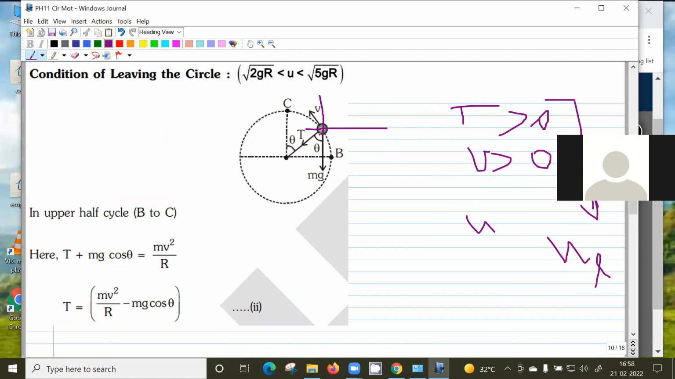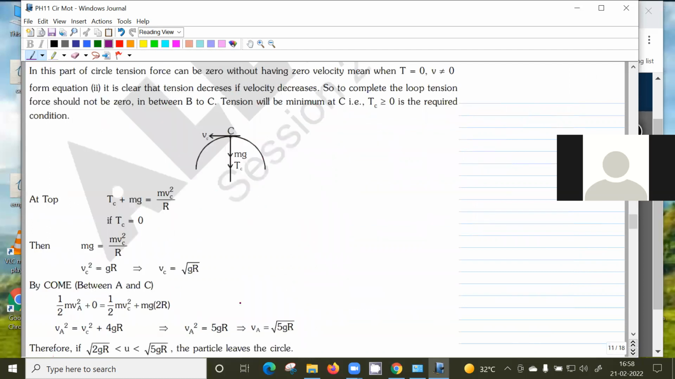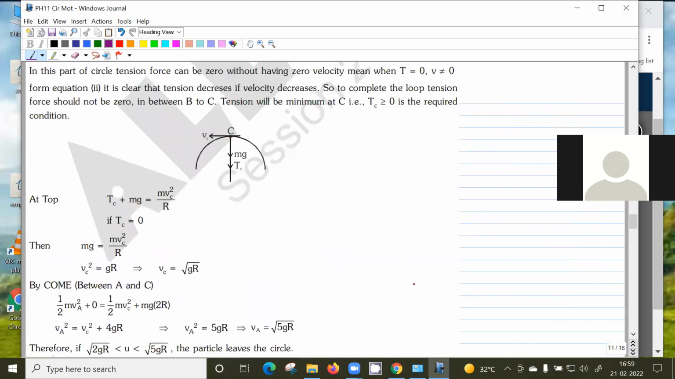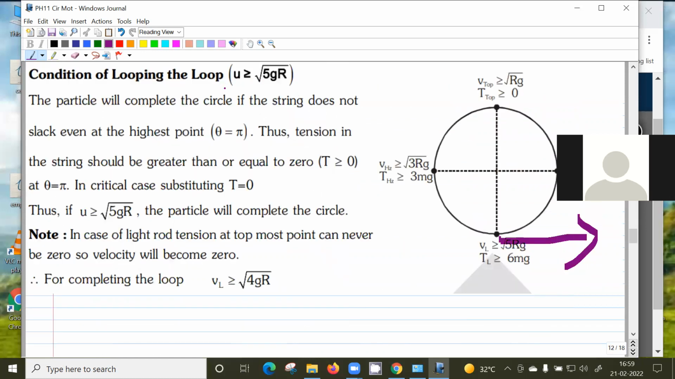And I think tension is becoming 0 before the velocity becomes 0. When that happens, it will become a projectile motion, because here the tension is becoming 0. After that, with this velocity, it will move as a projectile motion. And if the velocity is greater than √(5gr), then it will complete the circle. It will keep going round and round, but it's not a uniform circular motion.